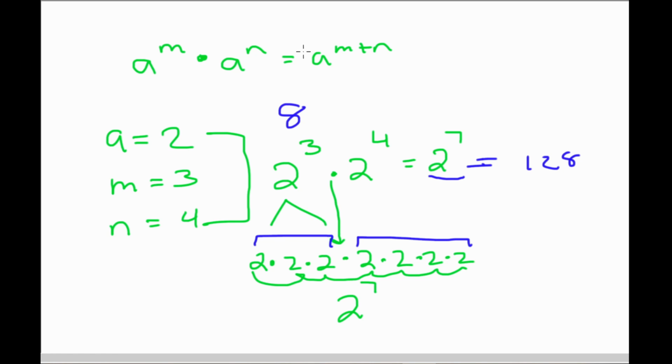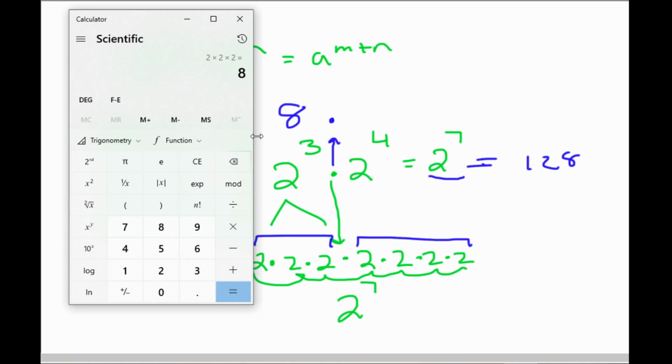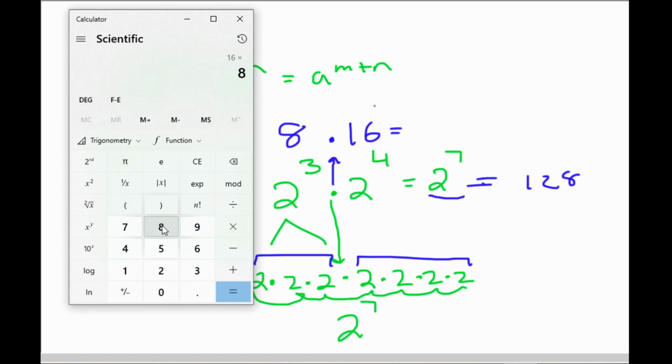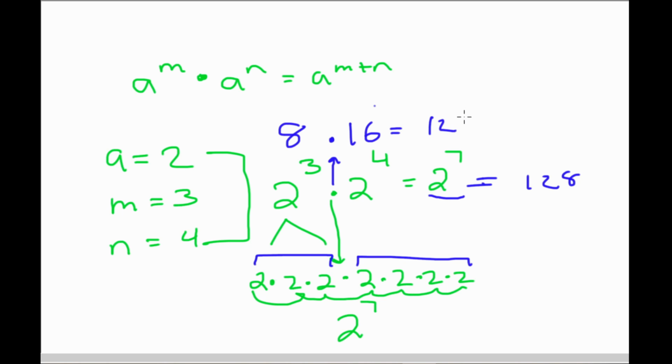And then I have times again, because I'm going to carry this up. And then to get 2 to the fourth from 2 to the third, I just have to multiply by 2 one more time, and I get 16. And now if I want to know what 2 to the third times 2 to the fourth is, I can go back to my calculator. I already have the 16, so I'm going to hit times 8, and I get 128. So I found the answer to be 128 2 different times.